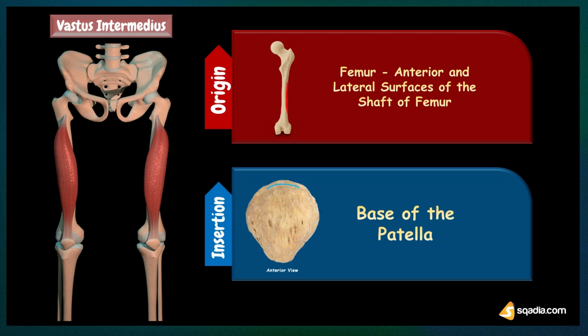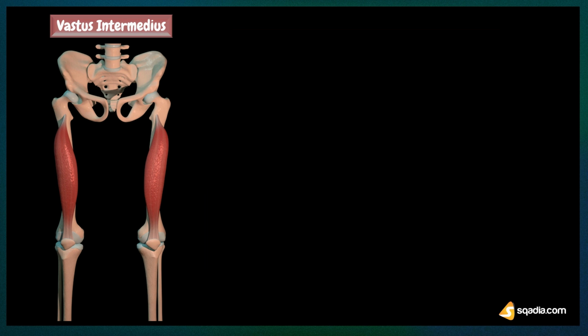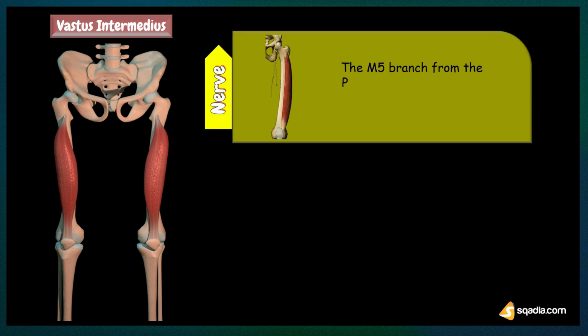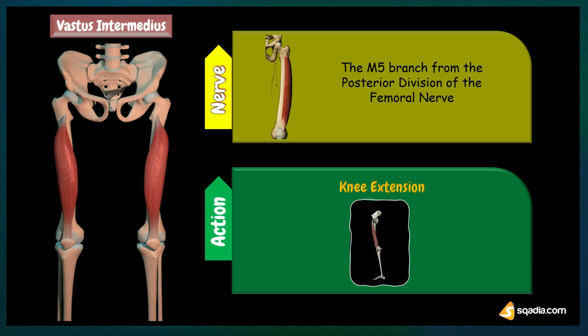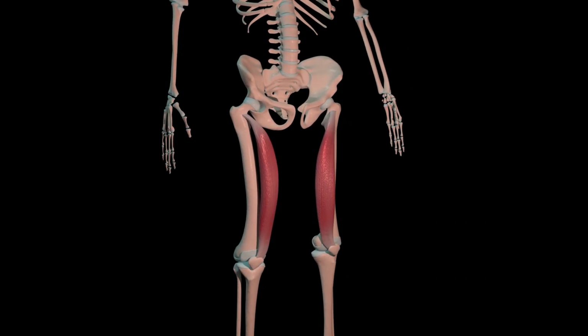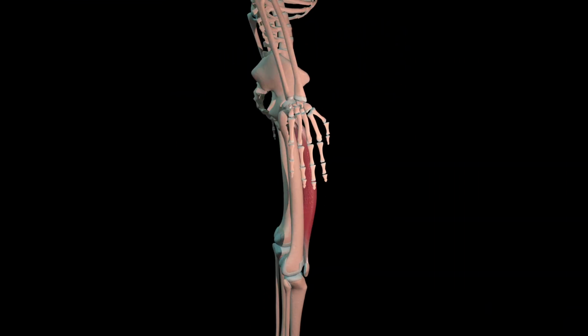The insertion site of the muscle is found at the base of the patella, just posterior to the insertion site of the rectus femoris. This muscle is innervated by the M5 branch of the posterior division of the femoral nerve. The M5 branch also supplies the knee joint and articularis genu. The action of the vastus intermedius muscle is the extension of the leg at the knee joint. It also plays a role in the stabilization of the patella. The third vasti muscle is the vastus medialis.